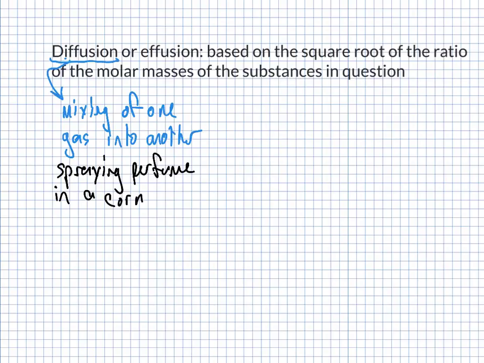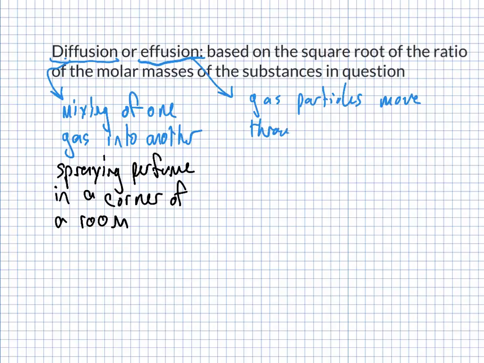And you know that over time, that perfume is going to spread out throughout the room, so that eventually, if you were standing in the opposite corner of where it's being sprayed, you will end up smelling it because it diffuses, or spreads out, throughout the room. Okay, effusion. Effusion is when gas particles move through a tiny hole.